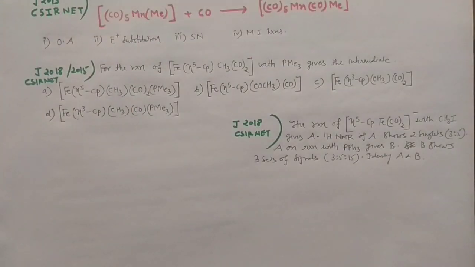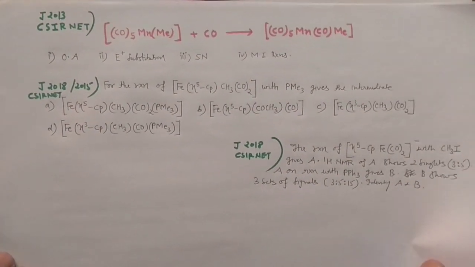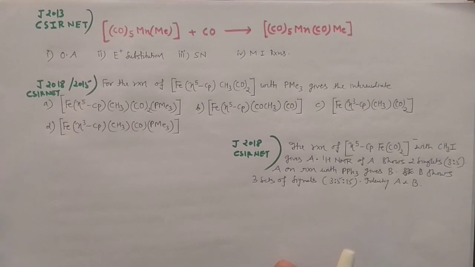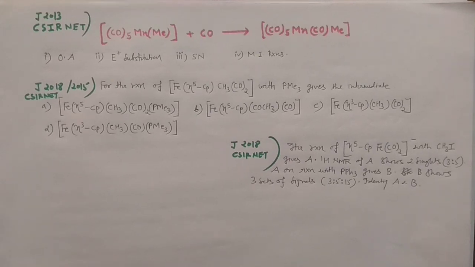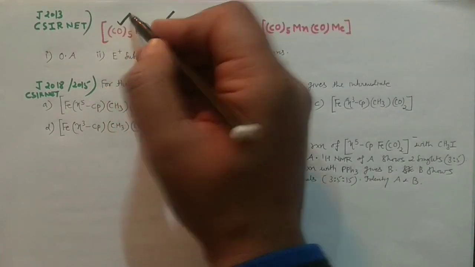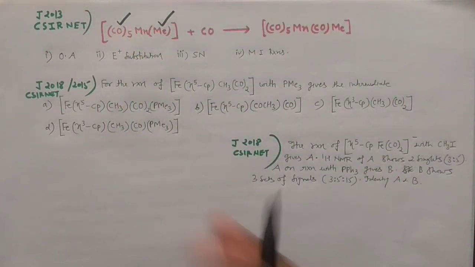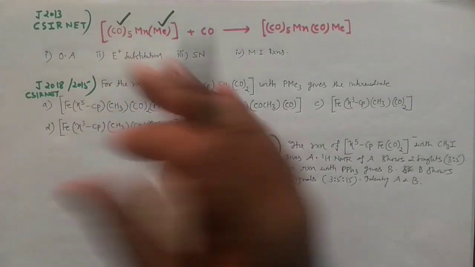Now finally I'm going to solve some of the CSIR NET problems. My question number 1 was asked in the June 2013 CSIR NET examination, and the question is quite simple. You are given a reaction and you have to find what kind of reaction this is. The immediate answer you can predict: the alkyl group, the methyl group, is there, and the carbonyl is also there. So methyl migration would occur, and it is a migratory insertion reaction.